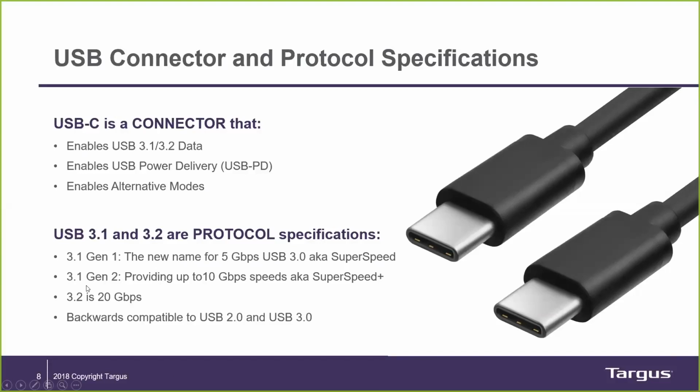And just recently, here in December of 2017, we developed a spec for 3.2, which is 20 gigabits per second. Try not to get confused: 3.1 Gen 1 versus 3.1 Gen 2 versus 3.2.